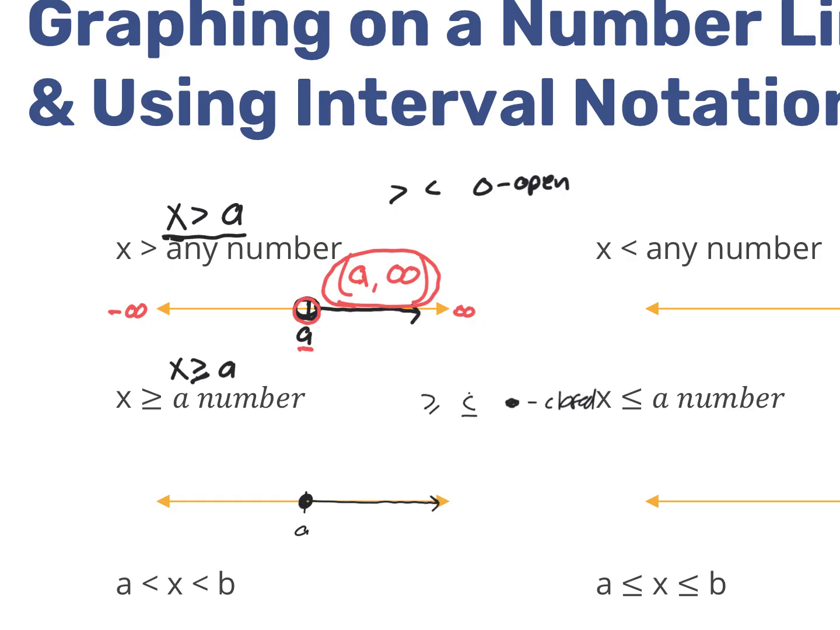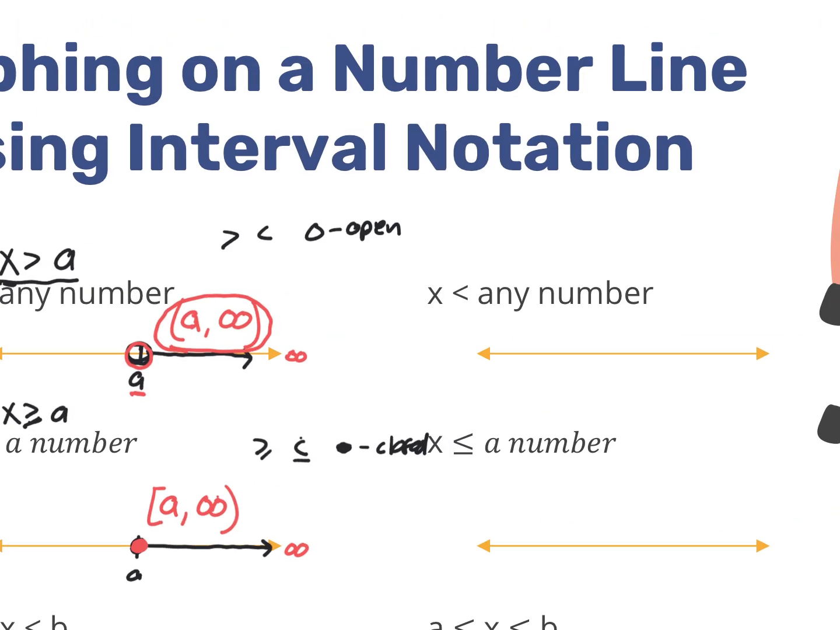Whereas the one right below it, I can write the same thing. Going from left to right, the smallest value that's a solution is a, and the biggest is also infinity. Infinity is always going to have a parenthesis, but to denote that we do include a, meaning a closed circle, I'm going to write a bracket. So then I have bracket a, comma, infinity as your answer in interval notation. So with an open circle, you would have parentheses. With a closed circle, you would have brackets.